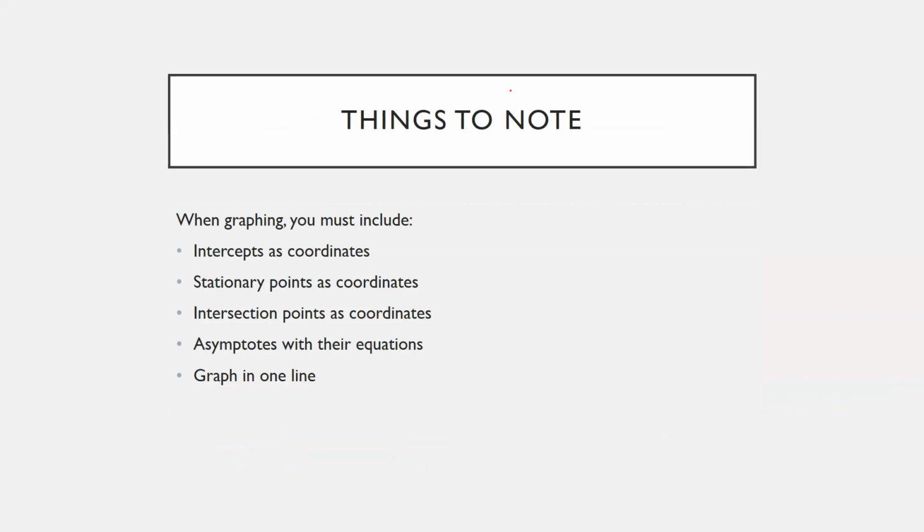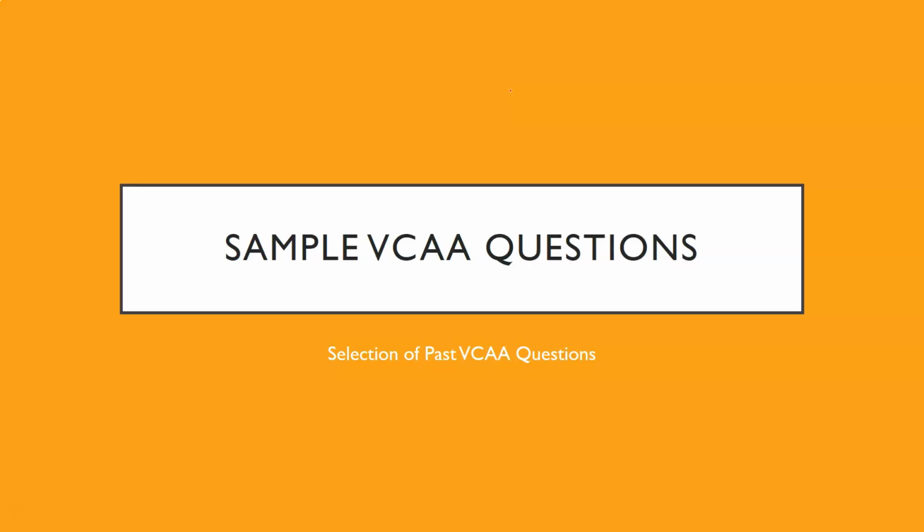Okay, so some things to note when graphing. Intercepts, stationary points, and intersection points should all be given as coordinates. Asymptotes should be given with their equations, and your graph should be done in one line, not as a series of many little lines. I would also recommend that you draw your graphs in pencil. That way, if they don't go well, you can always erase them and do them again.